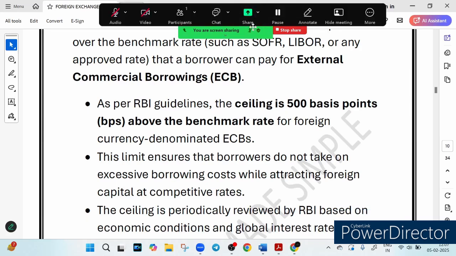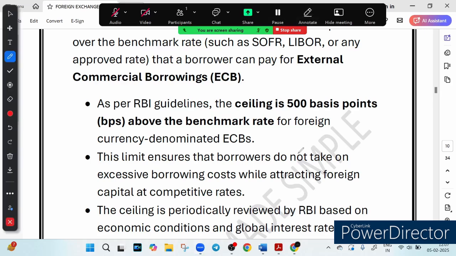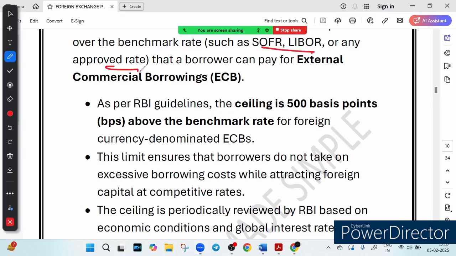You know, right? SOFR, LIBOR. It can be SOFR, it can be LIBOR, or it can be any approved rate, right? And the authorized dealer does not decide this limit. RBI does decide this limit, right? And the ceiling is reviewed periodically based on economic conditions. I hope this makes your concept clear. Now let's move to the next question.